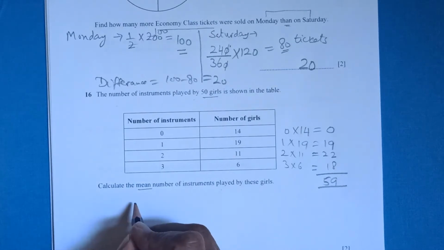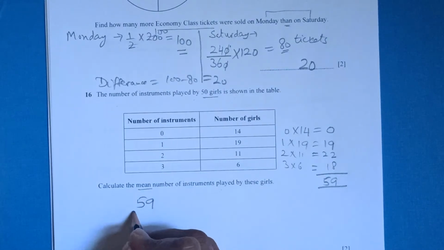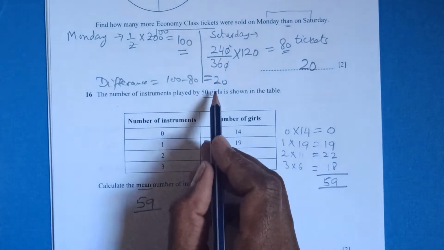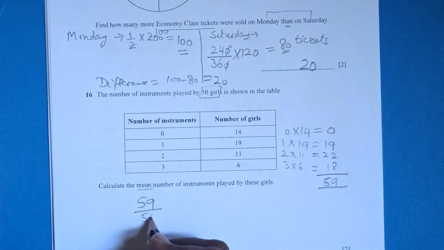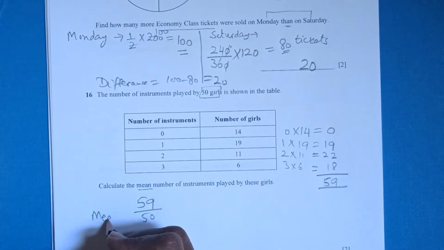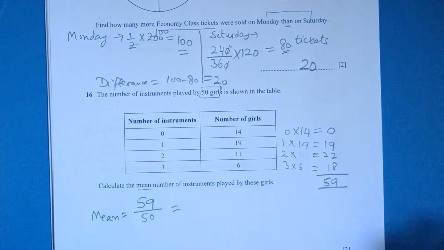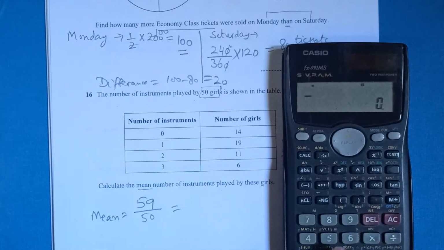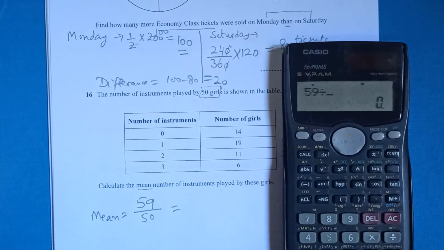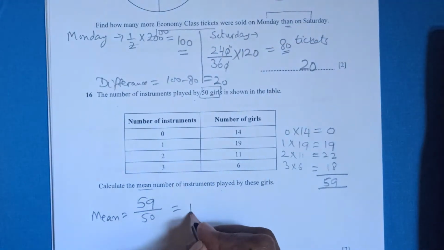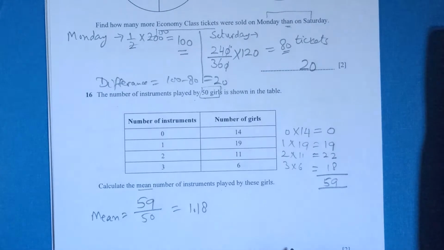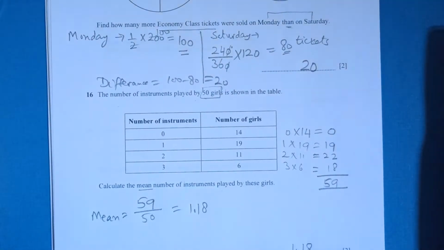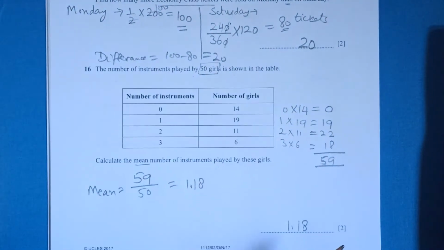So the mean is 59 divided by the total, and how many are there in total? They are 50, divided by 50. So this will give us the value of the mean. So 59 divided by 50, 1.18. So our mean is 1.18.